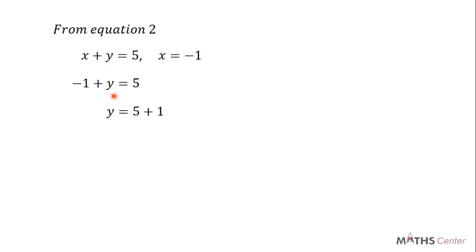From linear equations, we know that you have to send the minus 1 from this side to the other side. It's negative, so when it goes here, it becomes positive. So y is equal to 5 plus 1, and y will give us 6. So using the elimination method, we have been able to find x to be minus 1 and y to be 6. So with these two equations, we solve them simultaneously, and x is equal to minus 1, y is equal to 6.